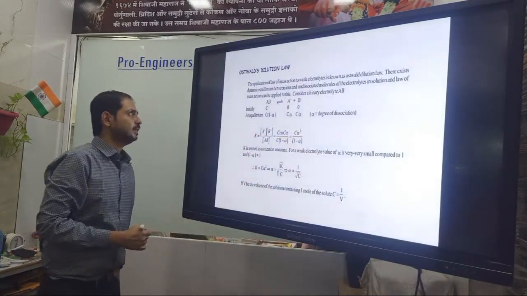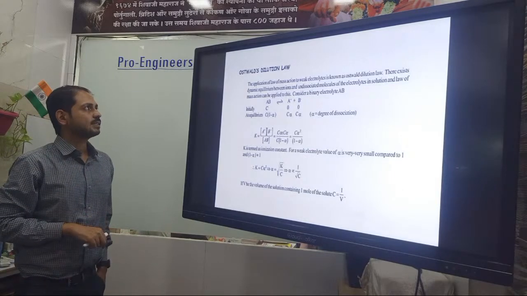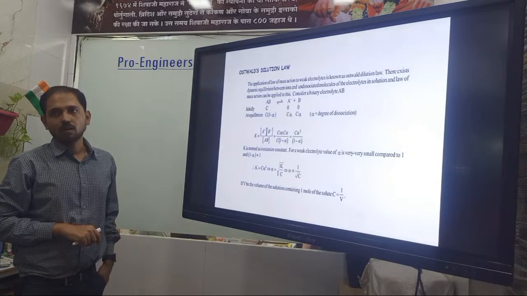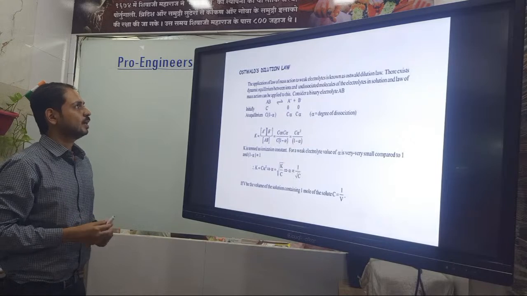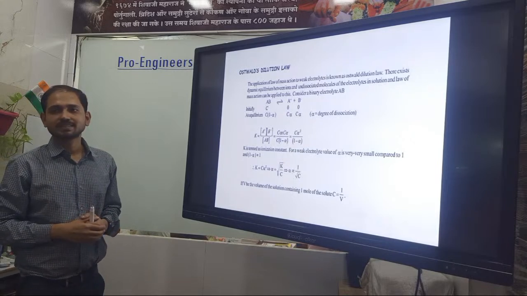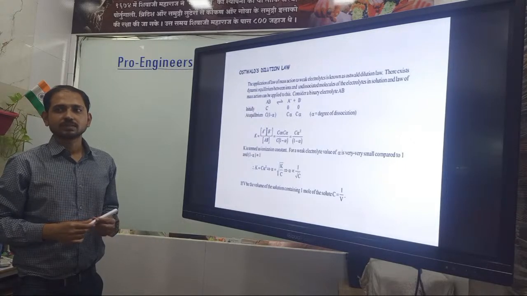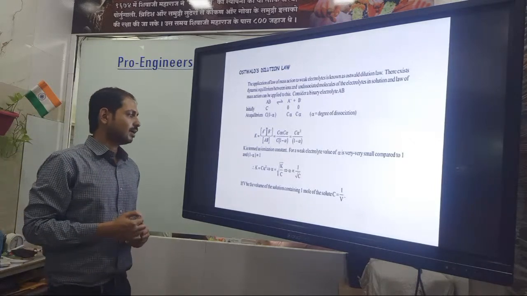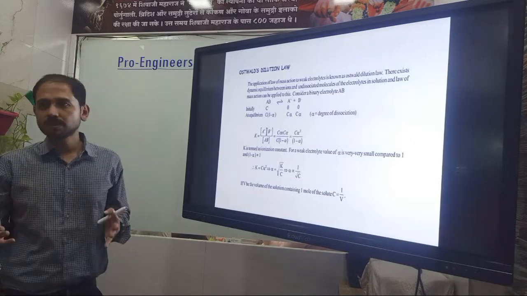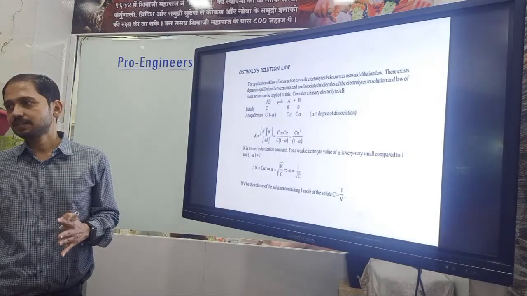Slowly we can proceed. So the next important thing is Ostwald's dilution law. So why is this word dilution there? Dilute with acid or base. So this law basically tells us how the degree of dissociation is related to the concentration.